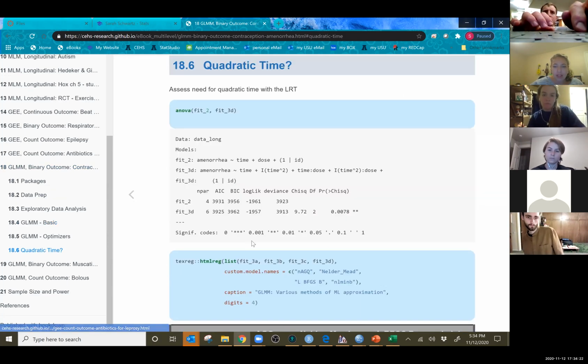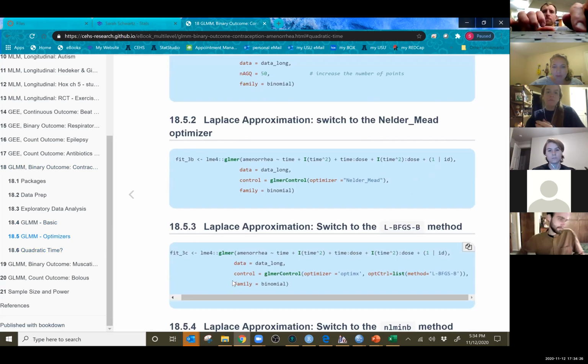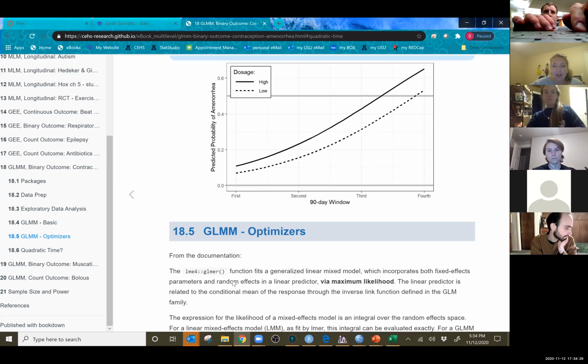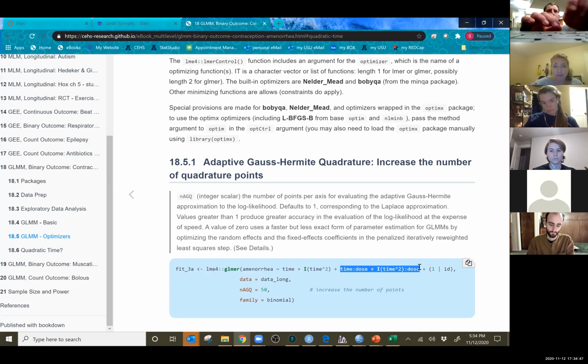So in this example, I wanted to look at quadratic time. Time squared is more complicated than linear time. So you're likely to have convergence problems if you try time squared. So here I'm doing time and time squared, dose with time and dose with time squared. Okay, say this a couple times.